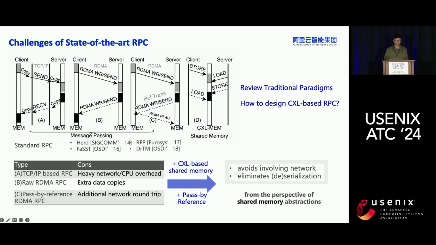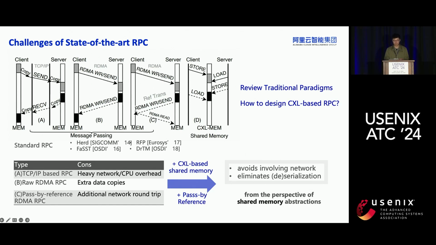HERD and FaSST are designed for scalability with two-sided RDMA operations design. However, the actual data copies are invisible. RFP proposes a pass-by-reference solution. For the RPC response, the server writes a reference to the client side. Then the client uses the reference to fetch the response. So additional network round trips are needed to discover new incoming responses under the message passing paradigm.